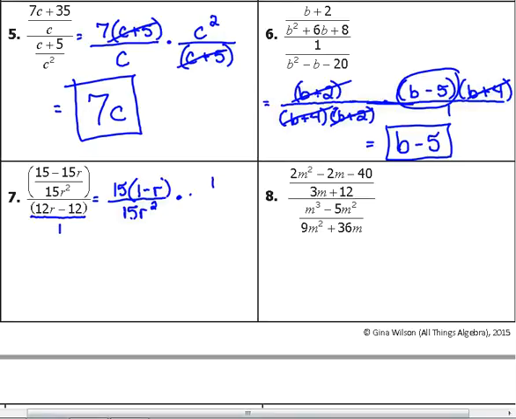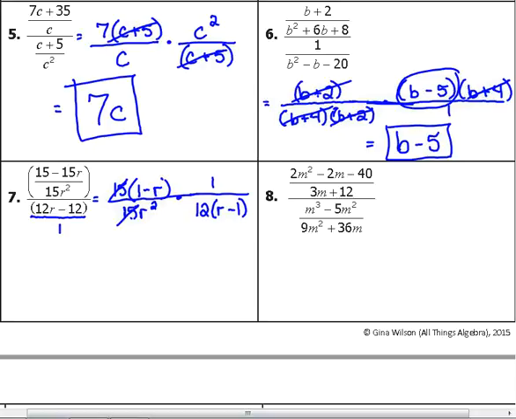Okay, so when we flip it over, it's 1 over, and 12R minus 12, we can factor out a 12. Okay, so let's see here. What can we cancel? We can cancel the 15s. And right now, that's all that it looks like we can cancel. 1 minus R and R minus 1 are not exactly the same thing.